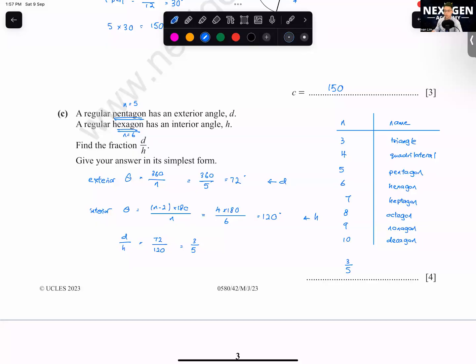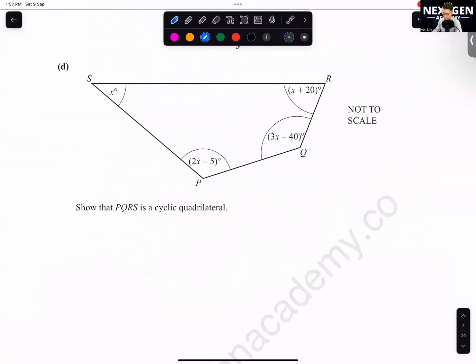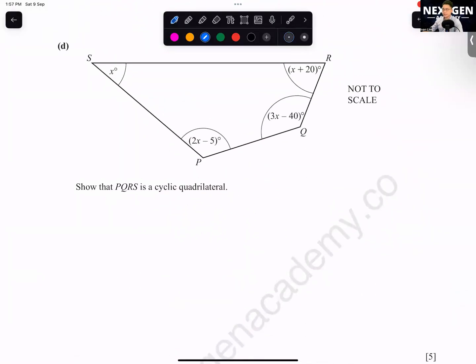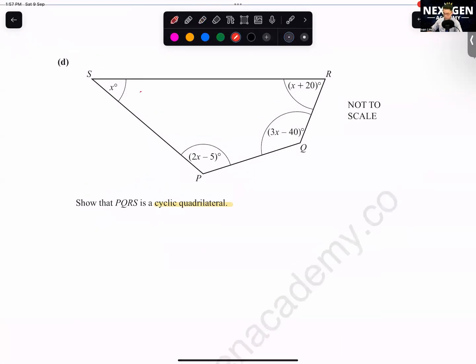Let's go to question D. Show that PQRS is a cyclic quadrilateral. First of all, we need to know what a cyclic quadrilateral is. It's a quadrilateral inside a circle. What are the properties of a cyclic quadrilateral? The opposite angles add up to 180 degrees. You need to memorize this.